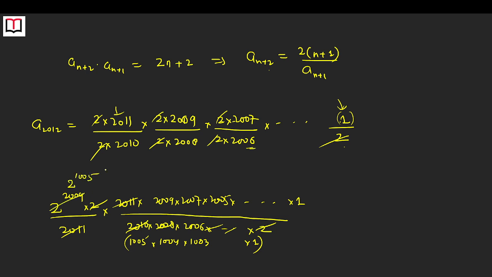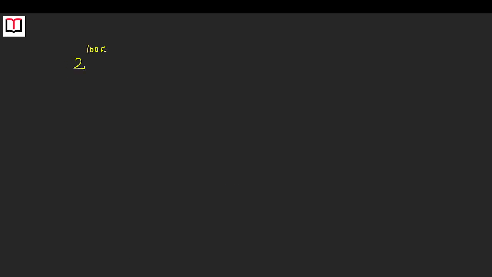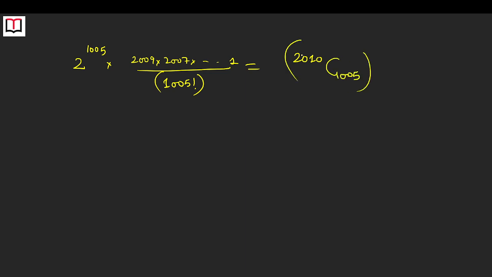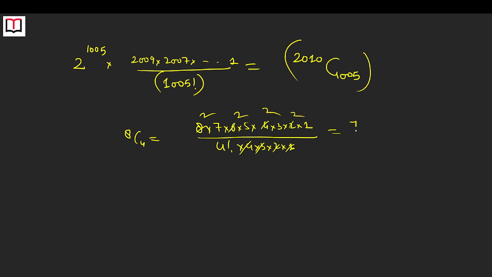So we had 2 raised to the power 2010, and now I have half of them. So finally it is 2 raised to the power 1005 into all odd, 2009, 2007, till 1, over 1005 factorial. Isn't that 2010C1005? Because when you cancel the remaining 1005 factorial one by one from the numerator, for every term you will get one 2. So 2 into 1005, you can simplify now. For example, if I say 8C4, so 8 into 7 into 6 into 5 into 4 into 3 into 2 into 1 upon 4 factorial into 4 into 3 into 2 into 1, just cancel out the even. What are you left with? 7, 5, 3, 1 upon 4 factorial into 2 raised to the power 4. Same is the story here.